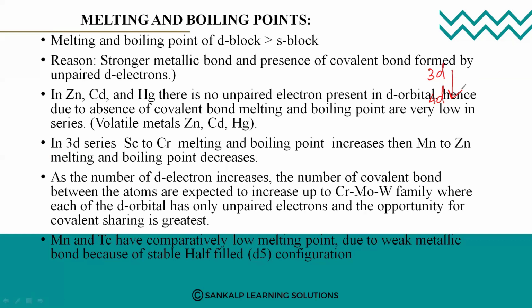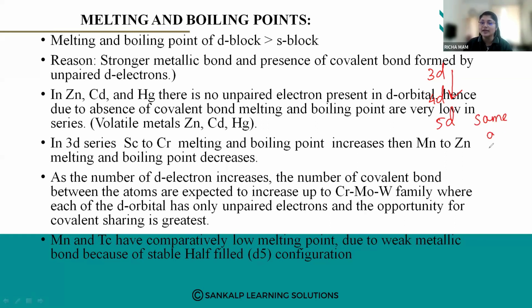But when you move from 3D to 4D, you can see that there is an increasing atomic radius. But when you reach the 5D series, they have almost the same atomic radii. You can experience that they have the same atomic radii as that of the 4D series. So when you're moving from 3D to 4D, there is an increase in atomic radii, but when you move from 4D to 5D, the 5D elements are having the same atomic radii as compared to that of the 4D series elements.